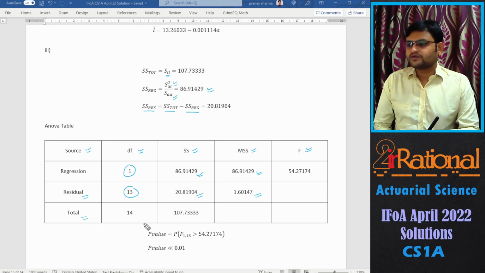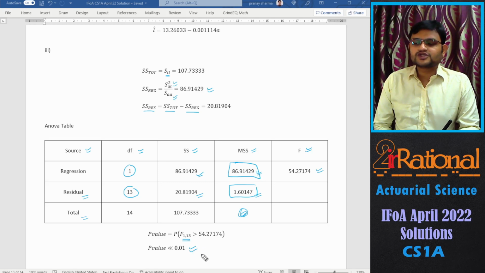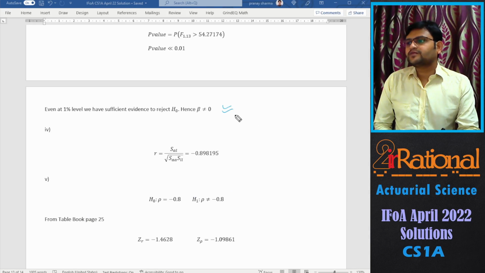And for total, we don't calculate MSS, and for the F statistic it would be MSS of regress divided by MSS of residual. And the p-value, we'll say it is an upper bound test, so therefore F of 1, 13 greater than 54.27, that gives us a p-value that is much less than 1%. So we'll say even at 1% level, we have sufficient evidence to reject H0, hence beta will not be equal to 0.